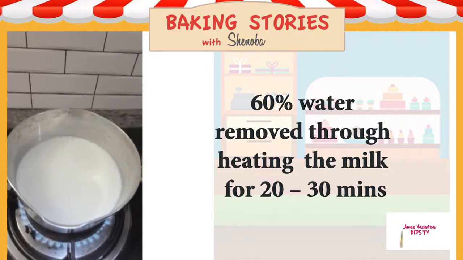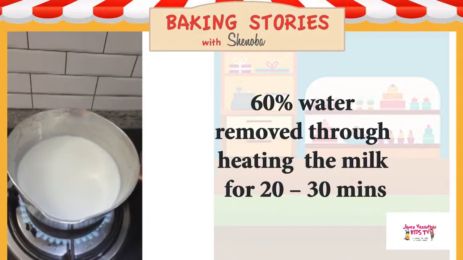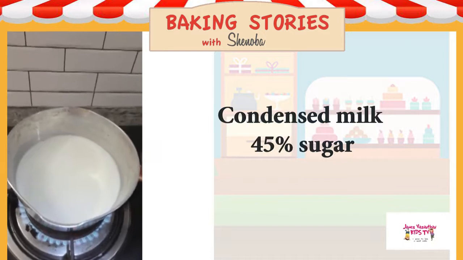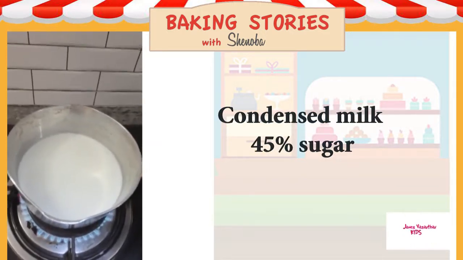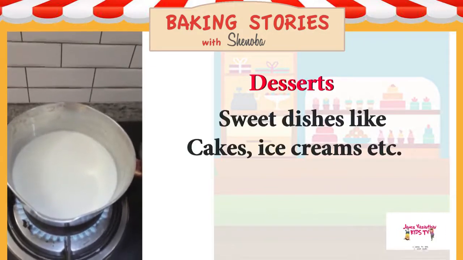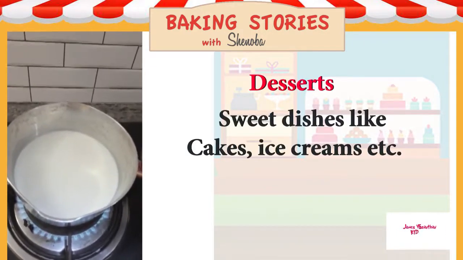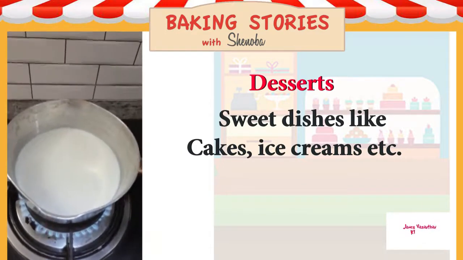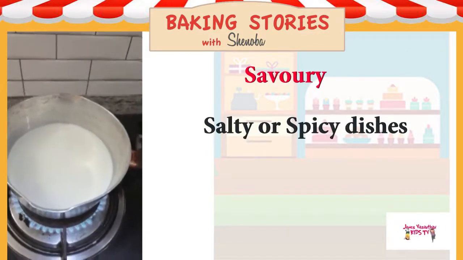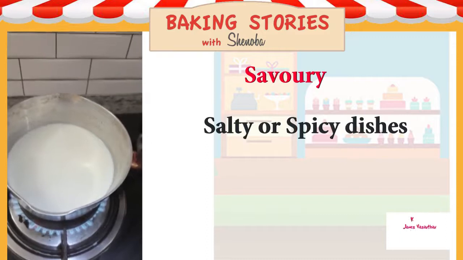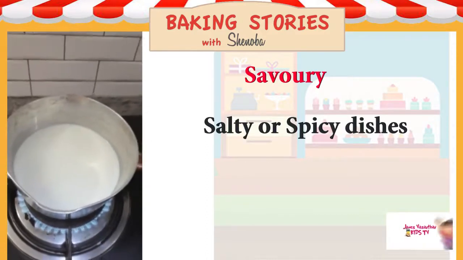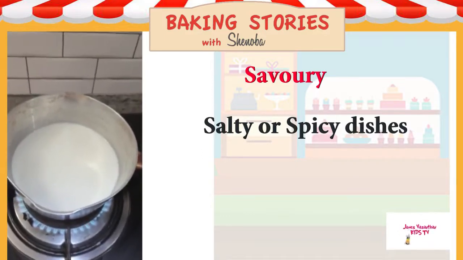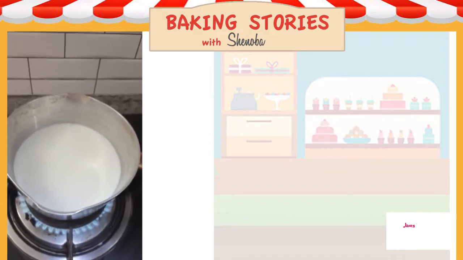Condensed milk and evaporated milk have no big difference, both are the same. The only difference is condensed milk has 45% sugar, while evaporated milk has no sugar. Condensed milk is always used for sweet dishes, desserts, cakes, ice creams. Evaporated milk can be used for desserts and sweet dishes, and also savory dishes. Savory means not sweet, salty and spicy. So evaporated milk can be used for both. Condensed milk and evaporated milk both have 60% of the water removed from the milk.